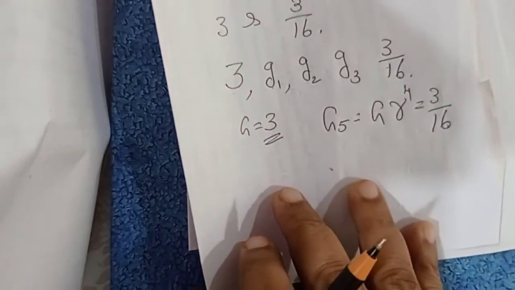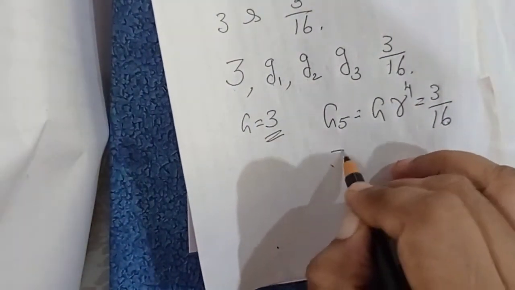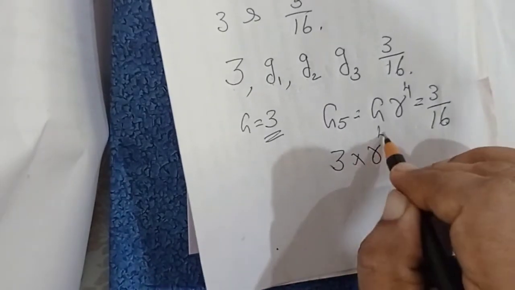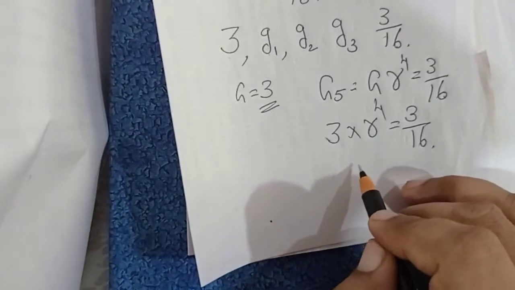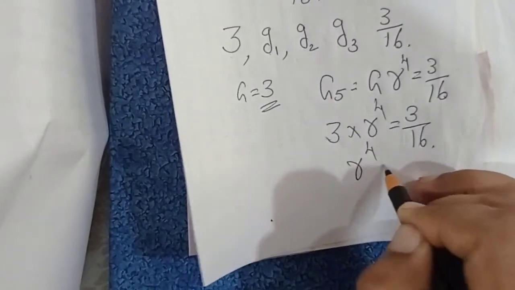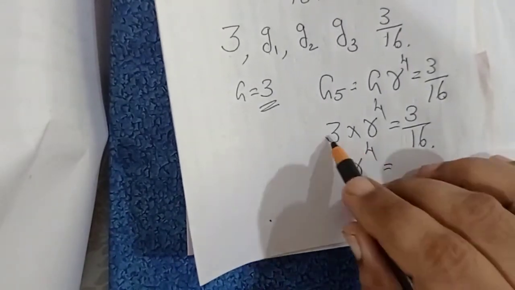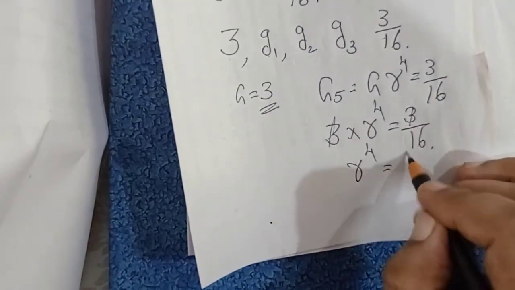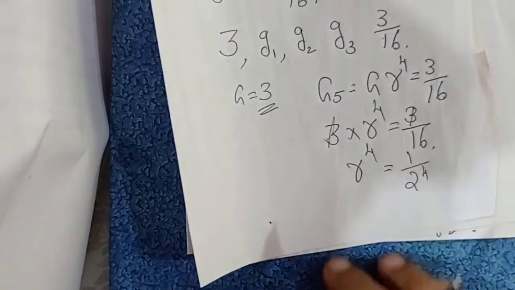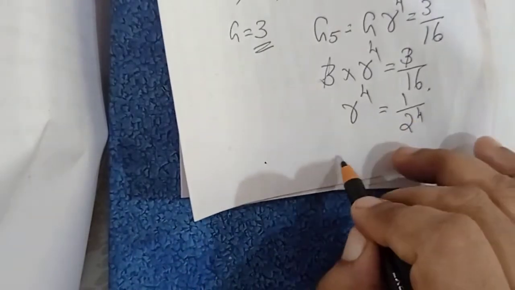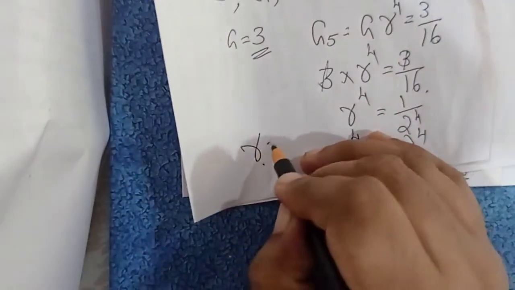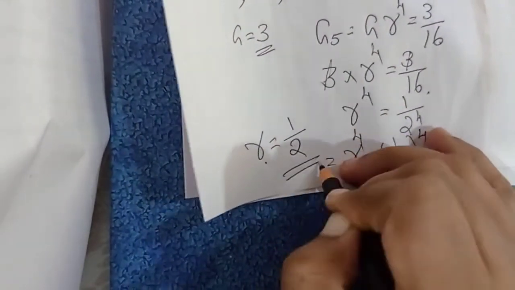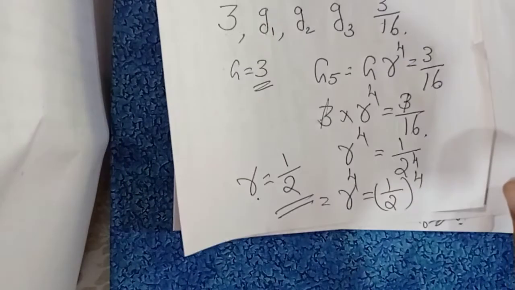Okay. Therefore, 3 into r raised to 4 equal to 3 by 16. Then 3 and 3 cancel. You will get r raised to 4 equal to 1 by 16, which means 1 by 2 raised to 4. Isn't it? You can write 1 by 2 the whole raised to 4. Therefore, you will get r is equal to 1 by 2, right? r is equal to 1 by 2.